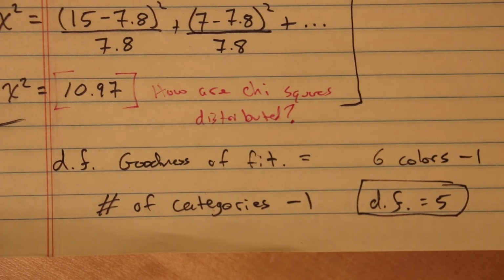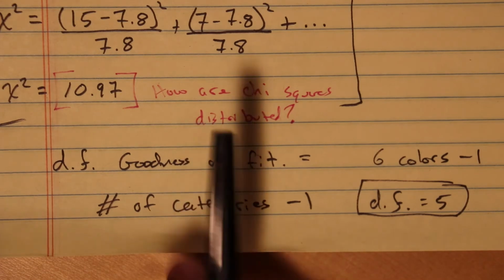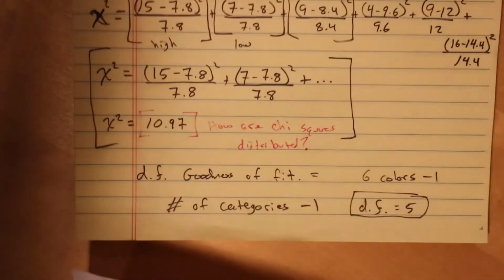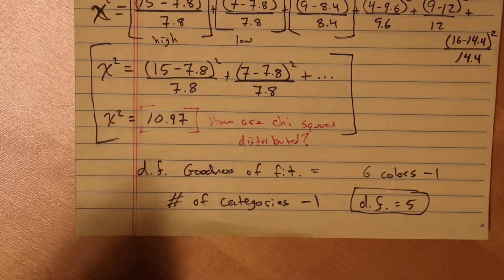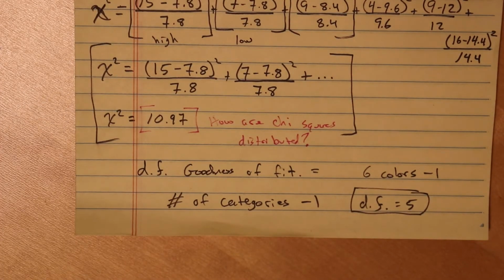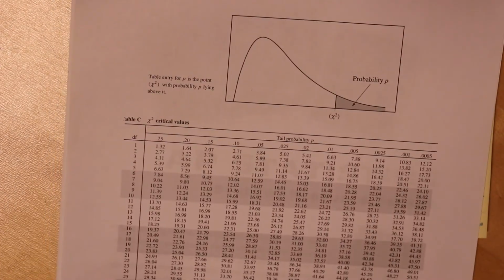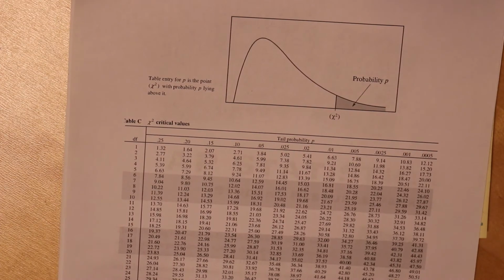So now the question is, how can we calculate a p-value? So we have our test statistic, 10.97. We have our degree of freedom. So if we go to the last table, holy smokes, it's been a ride with you folks. It's been such a great time. Look at this. So this is the chi-squared table. It's the very last one.